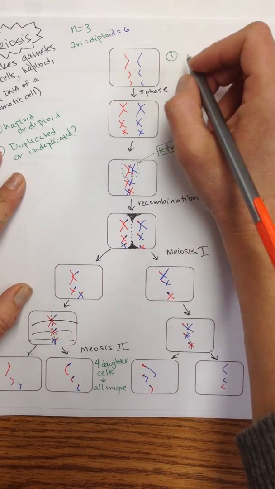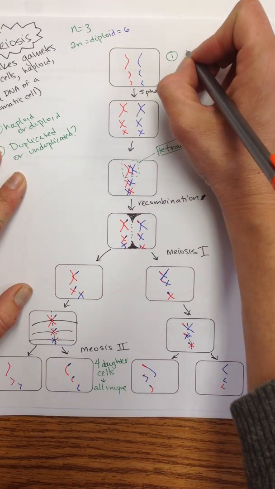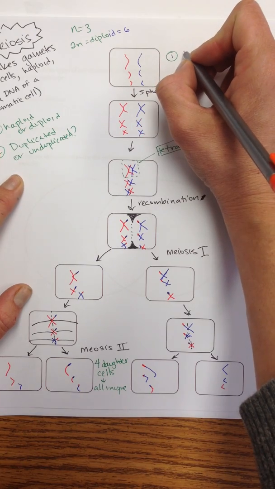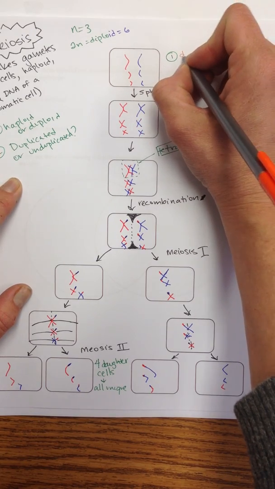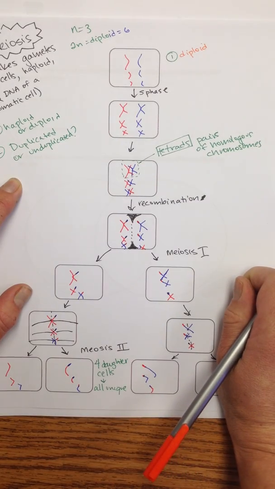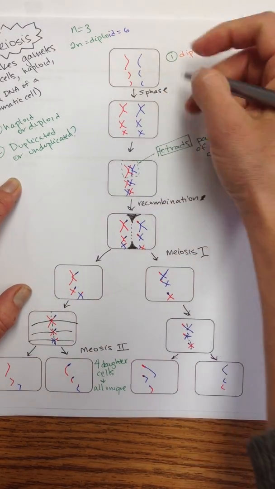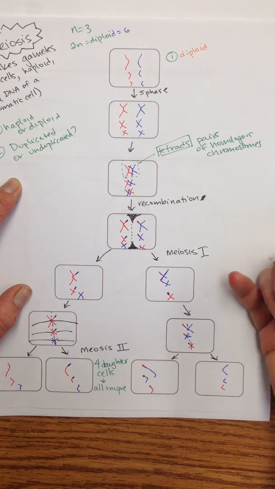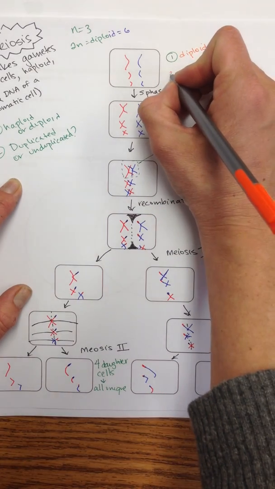So number 1, how many chromosomes? Do I have 3 or 6? I have 6. So I can call this diploid. By the way, anytime in this video, if you want to try yourself, I'm going to go through all of these and label them haploid or diploid. You can try and then check your answer.